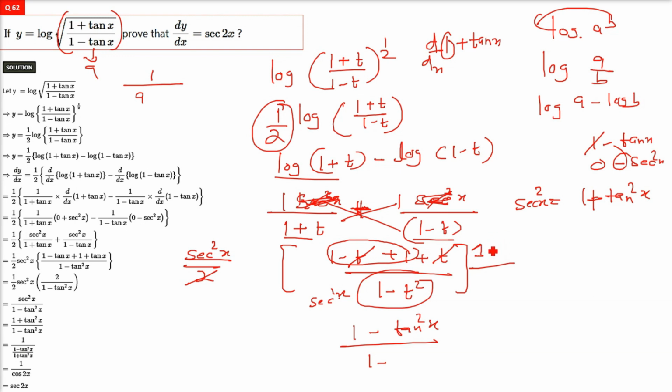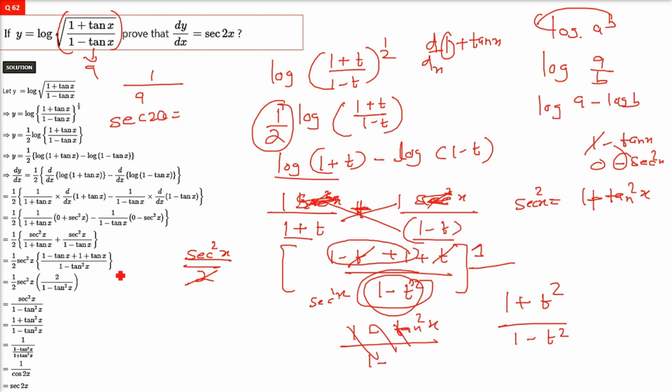So in the numerator, sec square x can be written as 1 plus tan square x. Alright. And in the denominator, we have 1 minus tan square x. So 1 plus tan square theta by 1 minus tan square theta. This is what we got. Now, we know that the value of cos 2 theta is 1 minus tan square theta by 1 plus tan square theta. We already know that from our trigonometry.